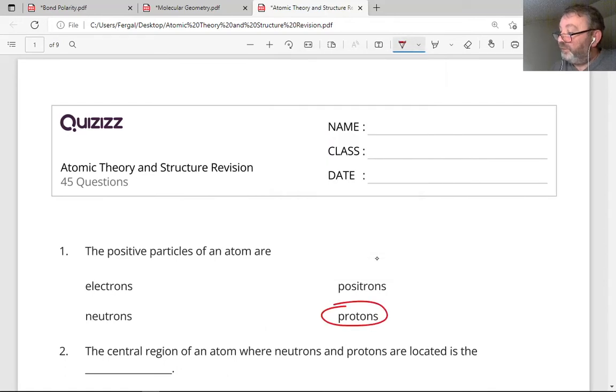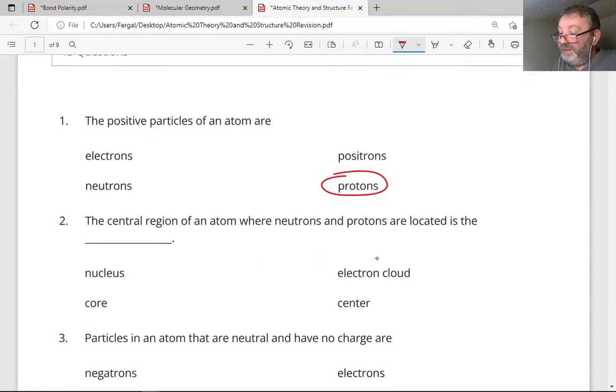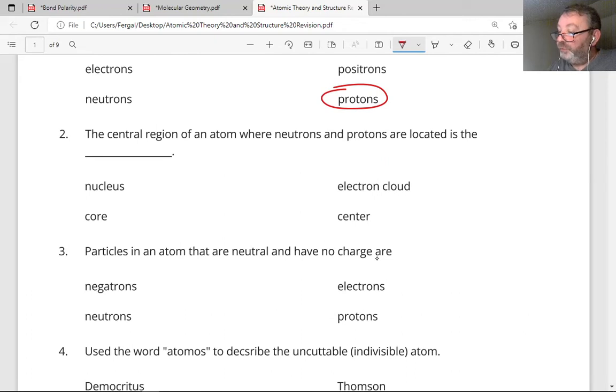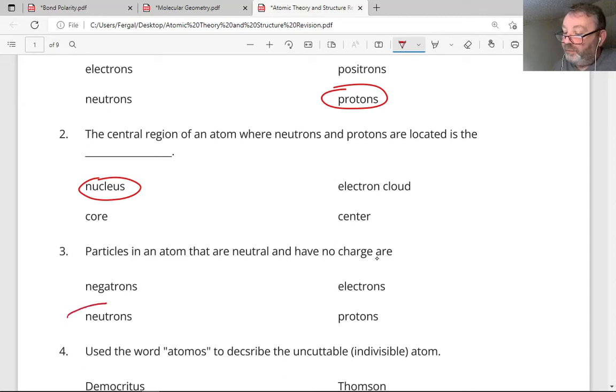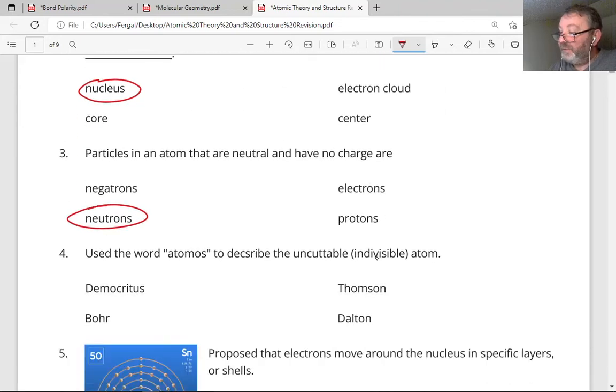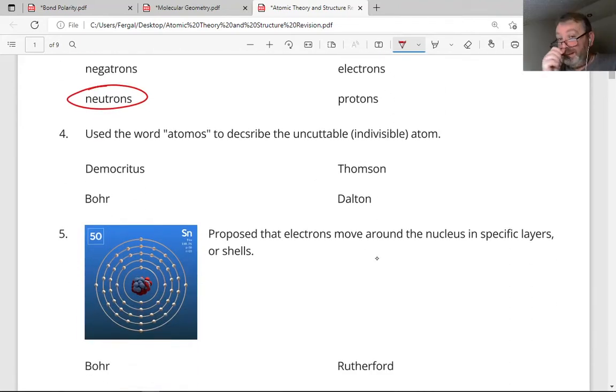So that one, protons. The central region of an atom where neutrons and protons are located is the nucleus. Particles in an atom that are neutral and have no charge are neutrons. The word atomos. Now, atomos was a Greek word, so I think you can take it. Thomson wasn't Greek, Dalton wasn't Greek, Bohr wasn't Greek, so the only word that's left there is Democritus.